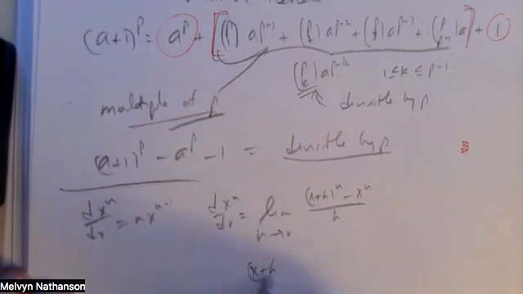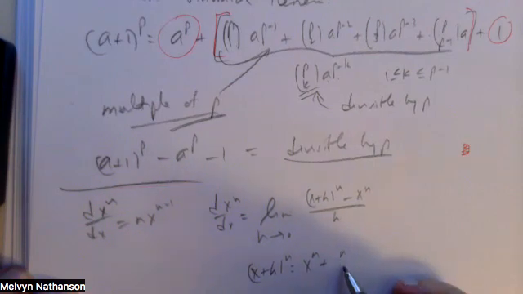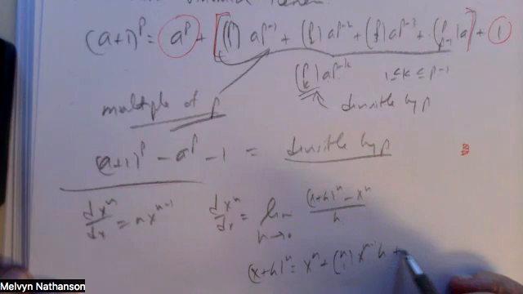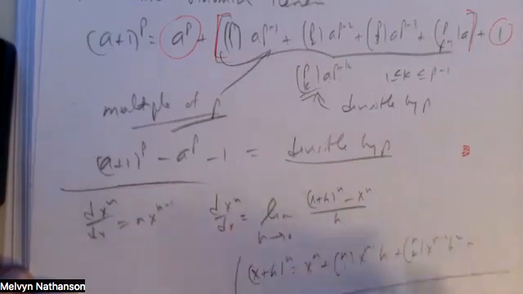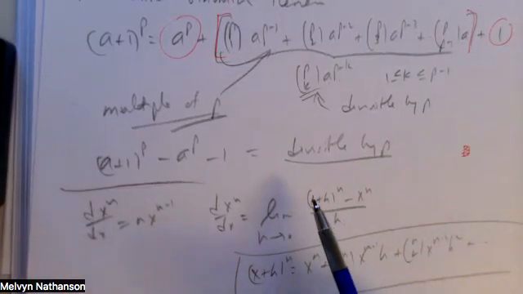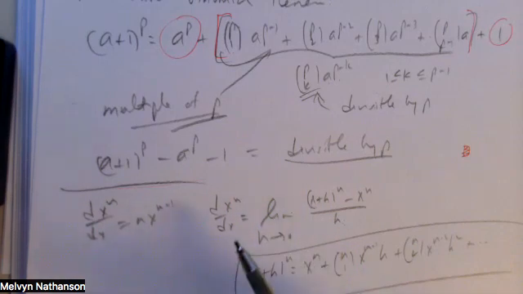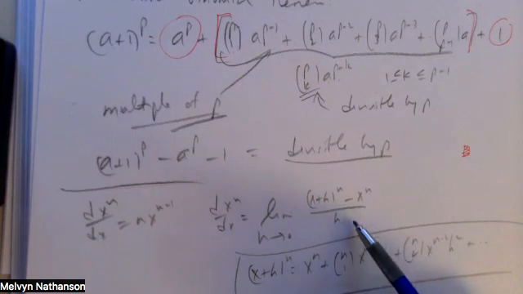You say that (x plus h) to the n is x to the n plus binomial coefficient n choose 1, x to the n minus 1 h, binomial coefficient n choose 2, x to the n minus 2 h squared, and so forth, right? That is the way you prove the derivative of x to the n is n x to the n minus 1. You have to evaluate this difference quotient, and you do that by using the binomial theorem here.